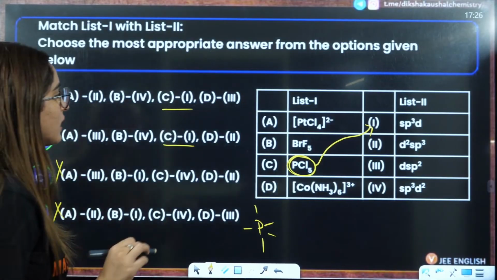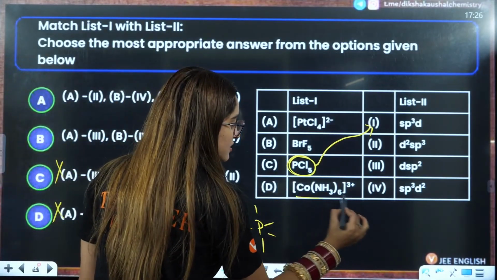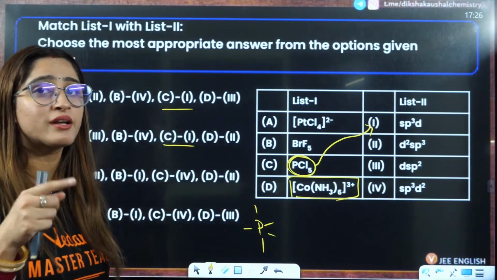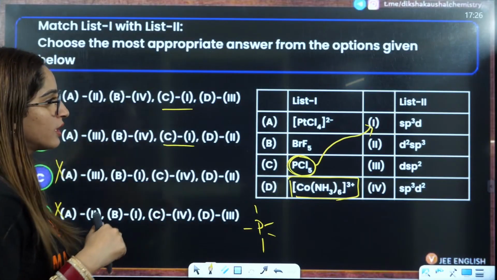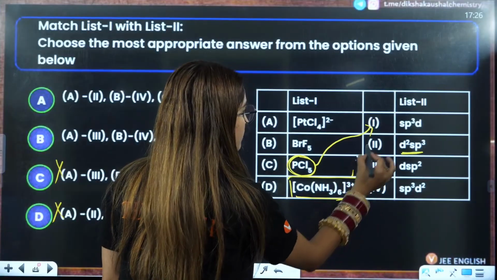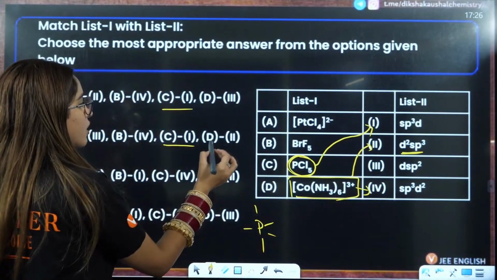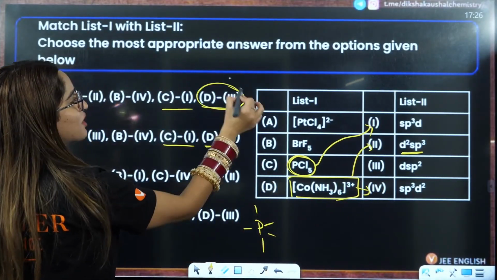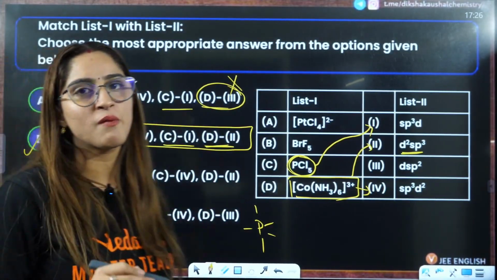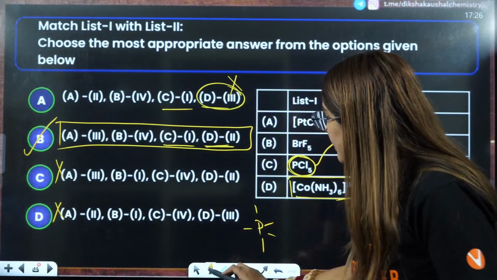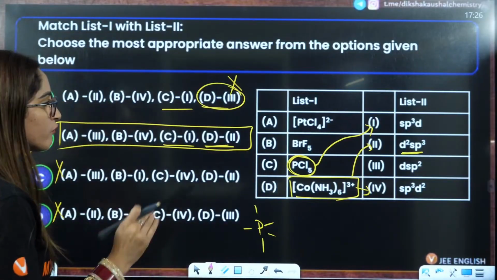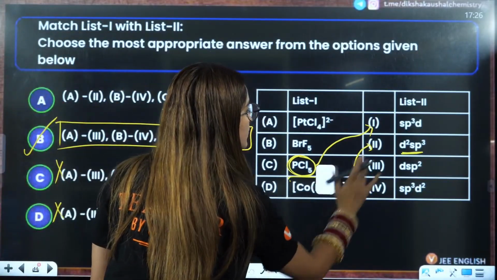Now what about D? In this case it will be sp3d2 because it is octahedral. Either it will be sp3d2 or d2sp3, so C can be 2 or 4, and option 3 is automatically eliminated. So B is the correct answer. You'll say, ma'am, what is this guesswork? I just told you that you can answer even without solving, but now we will do it with solving.